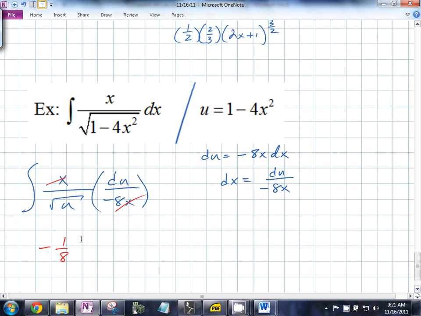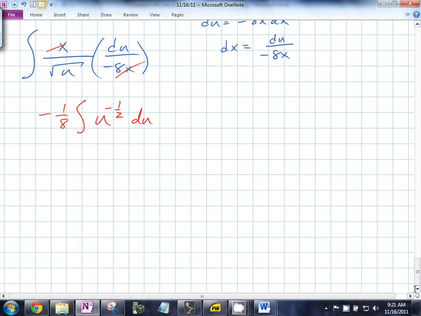Yeah, it's going to be negative 1/8 times the integral of what? Tell me. Negative 1. U to the what power? Negative 3 over... Nope. 1. U to the 1/2, and what do you bring to the front? 2. The du goes away because we just integrated. So what does this become? Becomes negative 1/4 u to the 1/2.